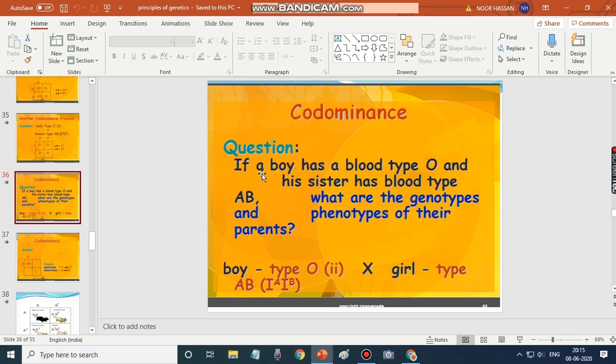Here there is a question. If a boy has blood type O and his sister has blood type AB, what are the genotypes and phenotypes of their parents? The boy's blood group is O, represented by small i O, and the girl's blood type is AB, that is capital IA capital IB. So what must be the parents' blood group?